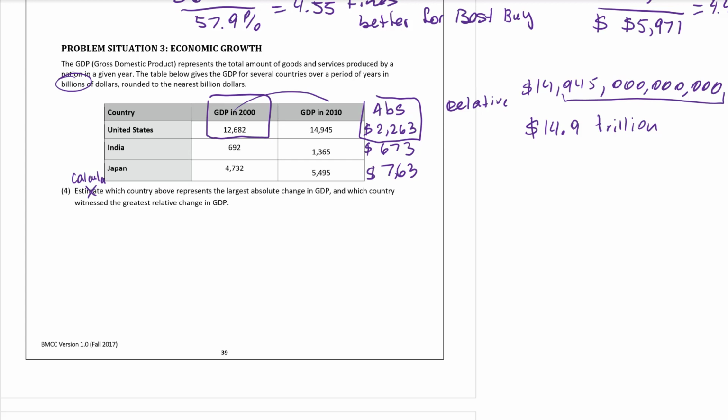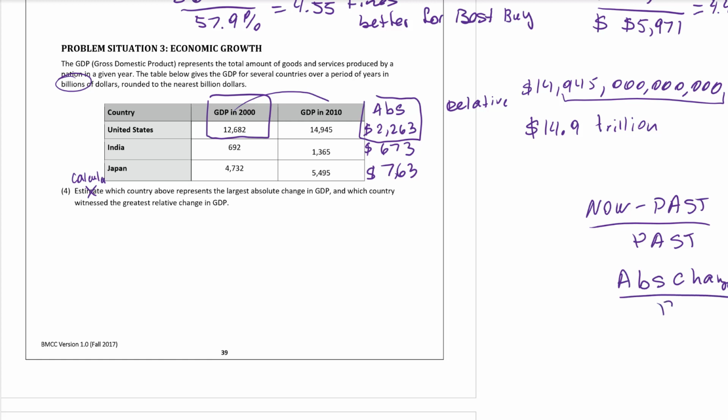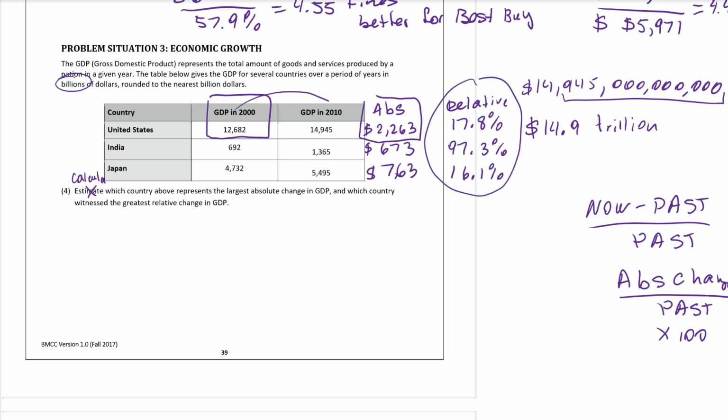Take those and divide, because finding the new minus the past, divided by the past, is equivalent to using the absolute change and then dividing it by the past. It's the same idea. And then don't forget to multiply by 100 to convert it into percent. So here are the numbers for the relative changes. For example, for the US, I took the 2,263, the difference, divided it by 12,682, multiplied by 100, and that's where the 17.8% comes from.